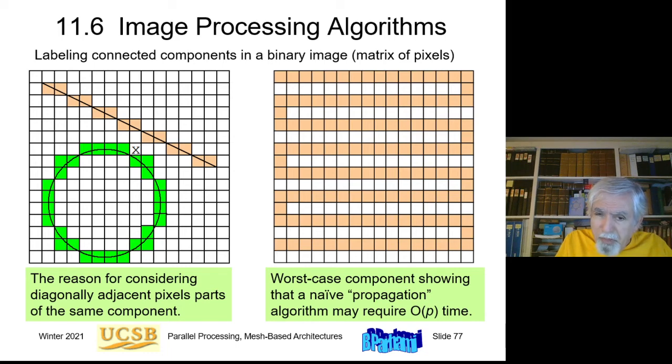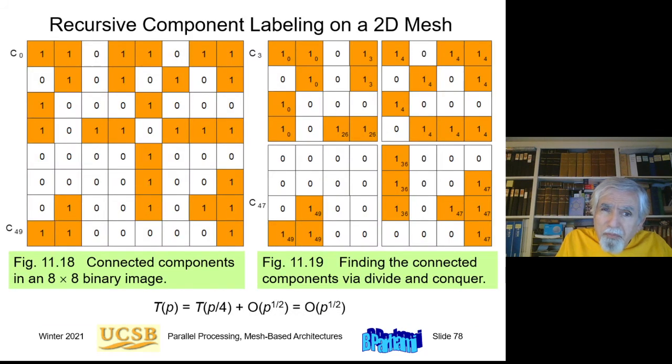Okay, we hope to be able to do connected components in order square root of p time, not order p. So I'll show you a recursive algorithm. Basically, given this mesh, you can easily see there's one component here, a second component, and the third component is this huge component over here. So it has 4 components, okay?